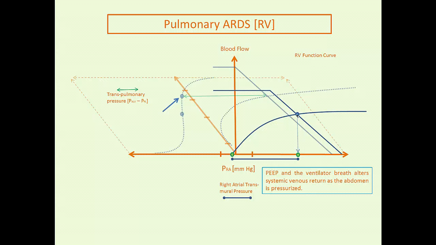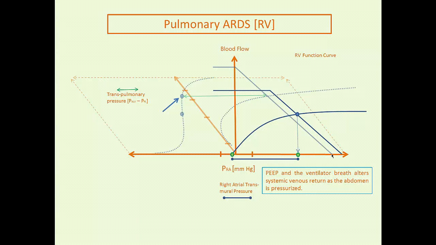So this induces a steady state reduction, because PEEP is a steady state thing. It's present for every breath. This is going to impose a steady state reduction in your right ventricular output, a steady state increase in your measured right atrial pressure, and a steady state increase in your right atrial distending pressure. So with the application of PEEP in this patient, you may actually see, or you would expect to see, an increase in your right ventricular dimensions.